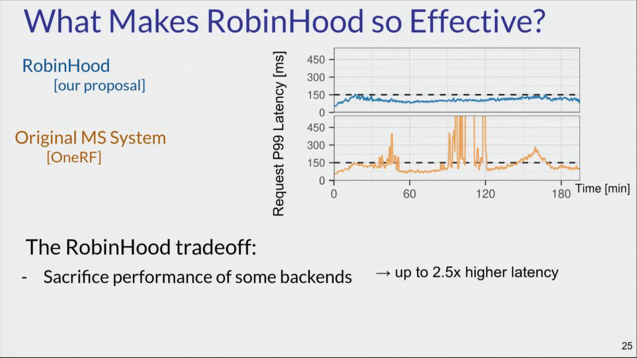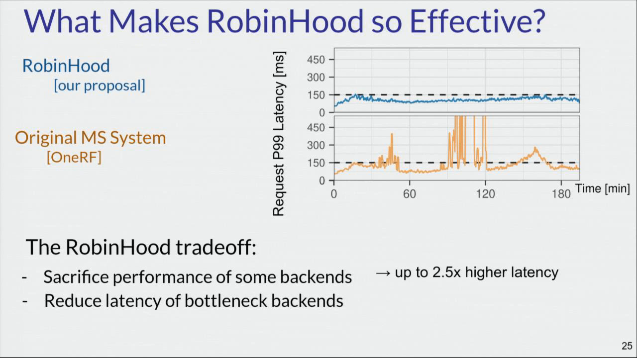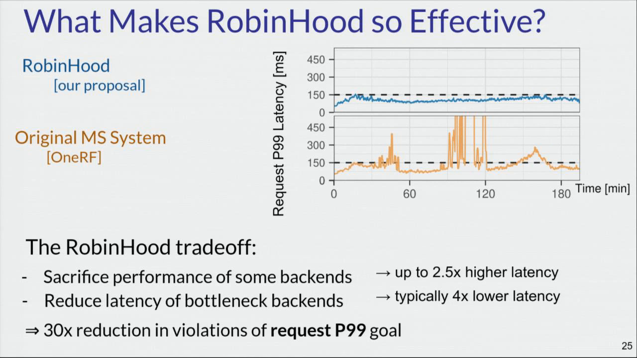But in return for this, it reduces the latency of the bottleneck backends, and we see there, on average, a 4 times improvement on the bottleneck backends. So overall, if you look at the number of times that latency goal is violated, we get about a 30x reduction. That's the overall idea of Robinhood.